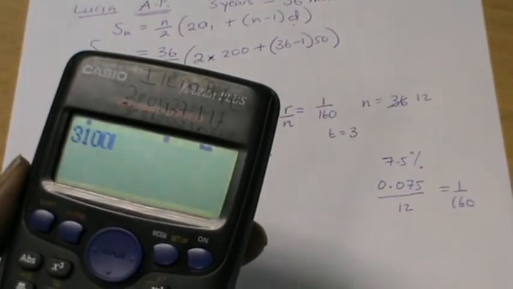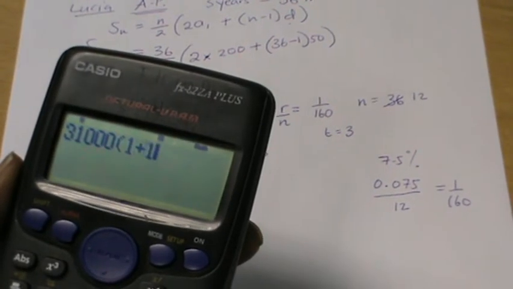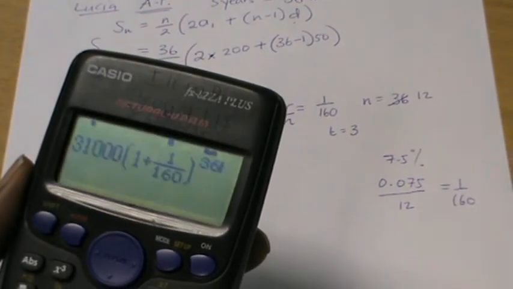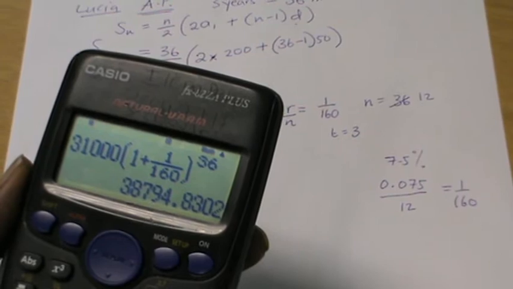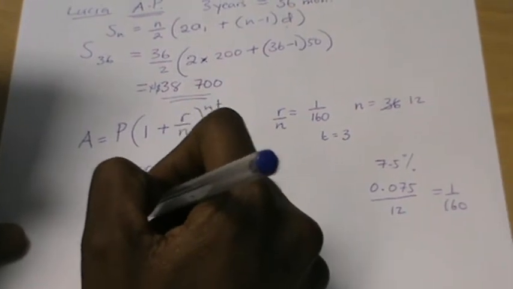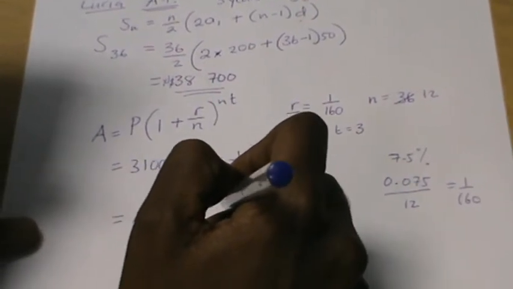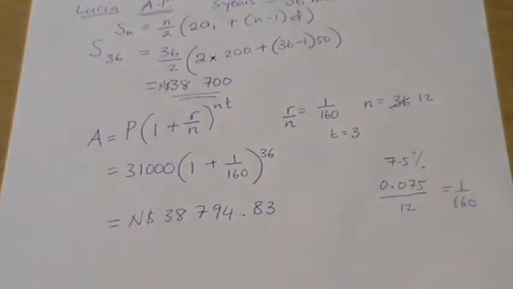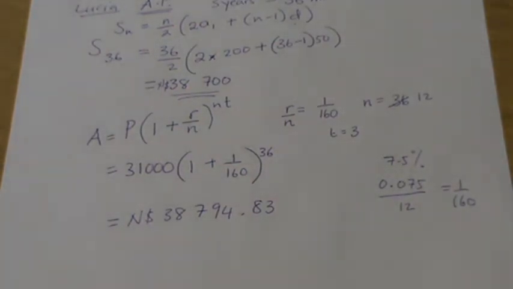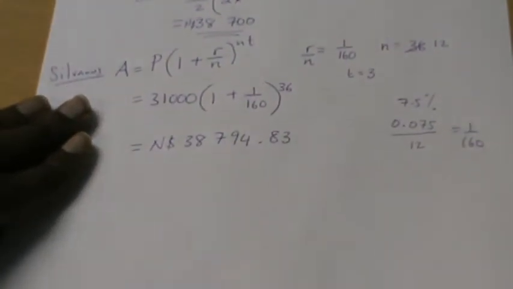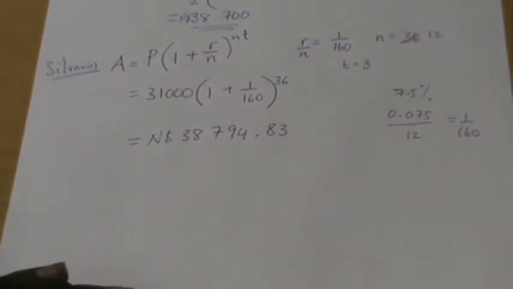Okay, so this is something I just plug in on my calculator, and let's see what we get. We have 31,000, 1 plus 1 over 160, and this is all to the power of 36. Okay, what do we get? 38,794. So this is 38,794, and then we can write it to 2 decimal places because that is the convention when we are writing money. Okay, so we can already see that Silvanus, I didn't label this, but this is his amount. Silvanus actually earns more money than Lucia.